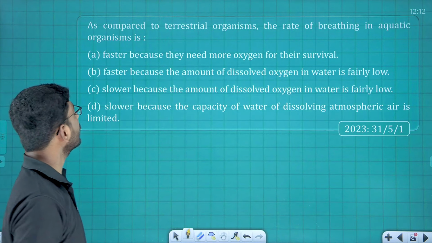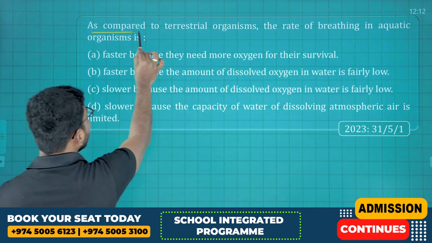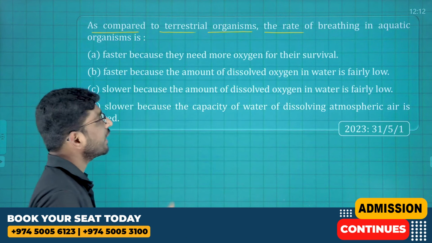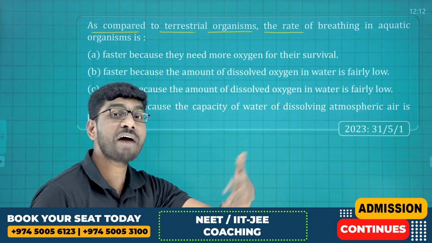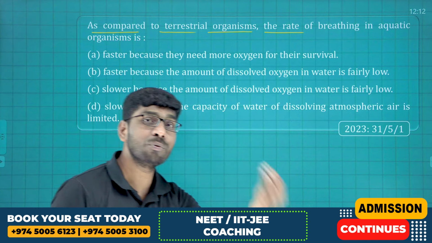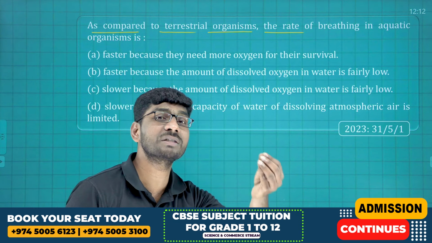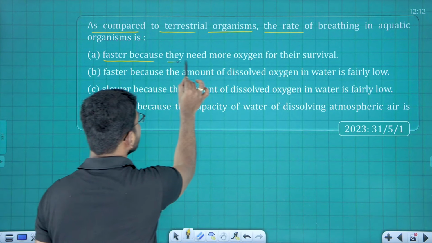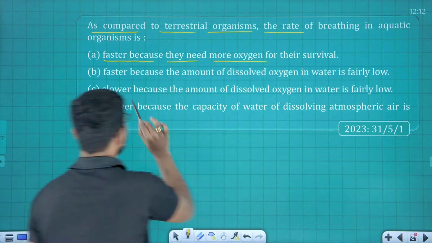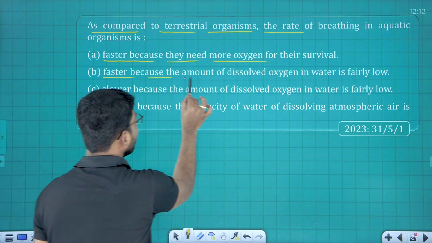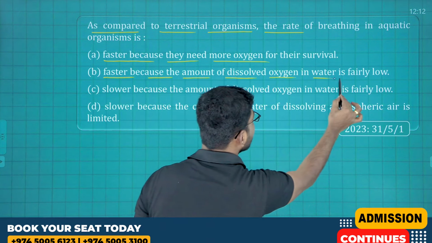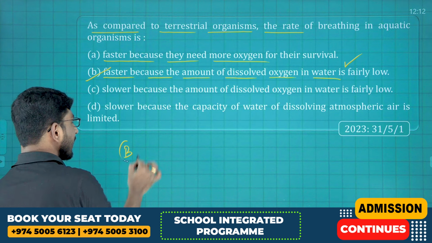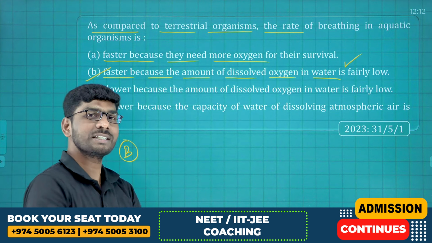2023 again. Next question. As compared to terrestrial organisms, the rate of breathing in aquatic organisms is faster, because in water the dissolved oxygen percentage is what? Less. So the right answer is what? Faster because they need more oxygen? No, faster because the amount of dissolved oxygen is fairly low. Yes, absolutely correct. So option B is the correct answer.